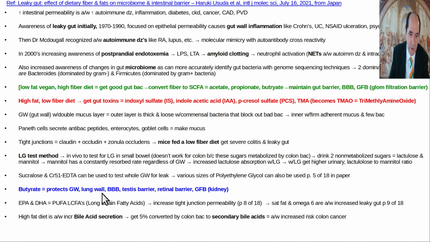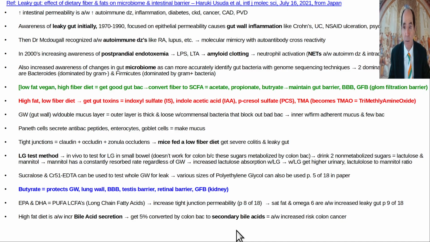Butyrate also protects the lung wall, the testes barrier, the retinal barrier, the eyeballs. I heard mixed things about omega-3 fat. Some said it was good, some said it was bad. All bad about sat-fat and omega-6s, as far as causing leaky gut, making it worse. When you eat a high-fat diet, you secrete more bile acids. And some of these, 5 to 10% in the colon, get converted to secondary bile acids, which are associated with increased risk of cancer.